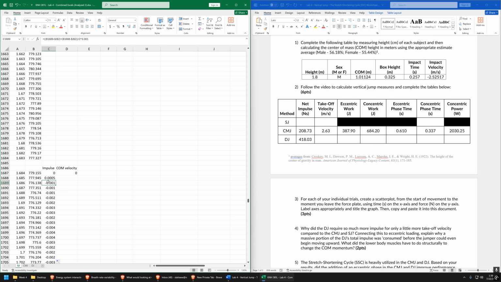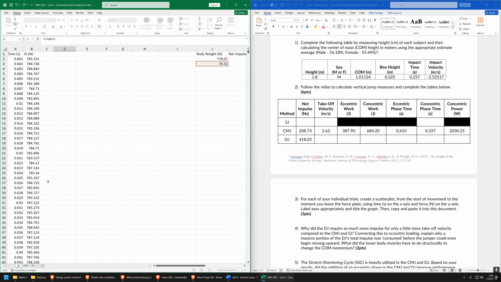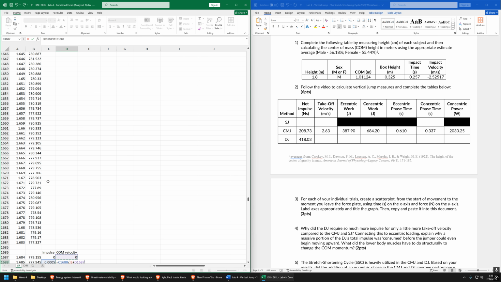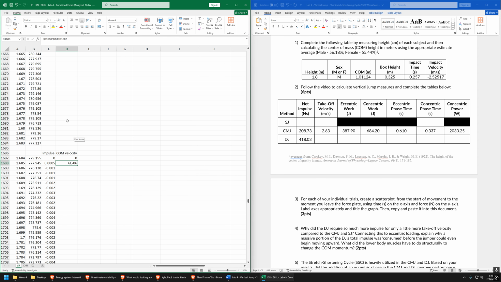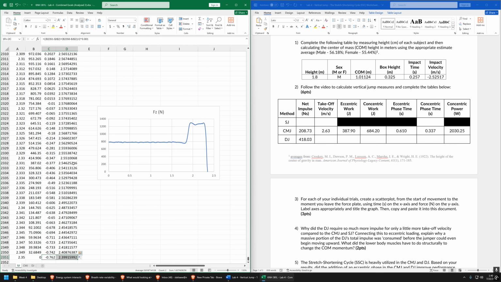Okay. And then center of mass velocity. We need to convert impulse to velocity. Impulse divided by mass, and then add in the previous center of mass velocity. And before I do the drop, we'll add in dollar signs on the mass. I'll get rid of those last two. I forgot to give this a good name. Squat jump. Force versus time.